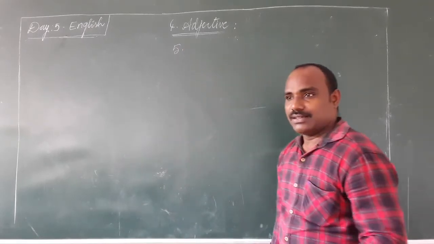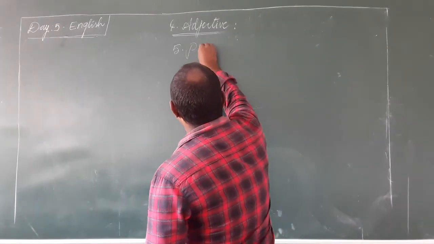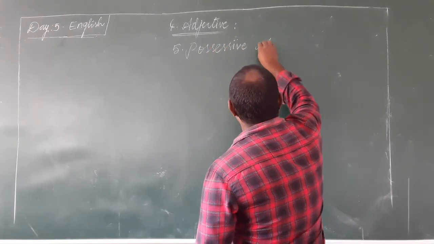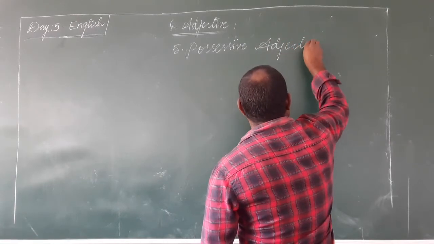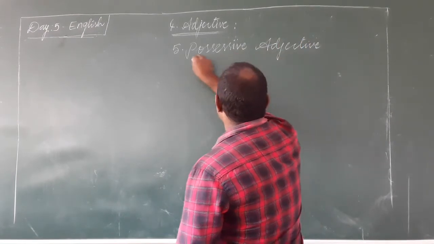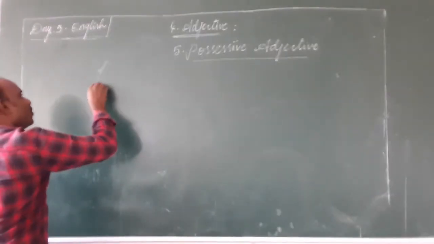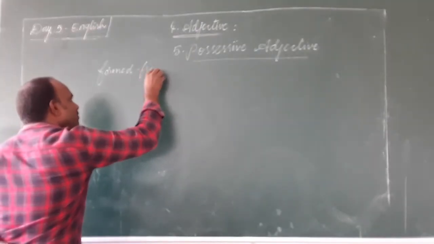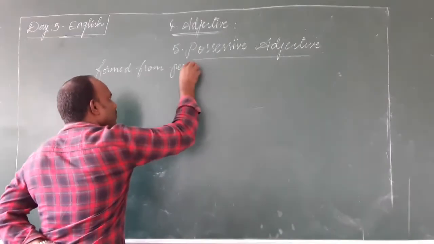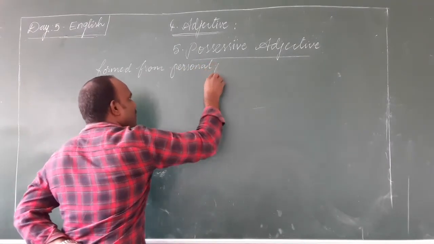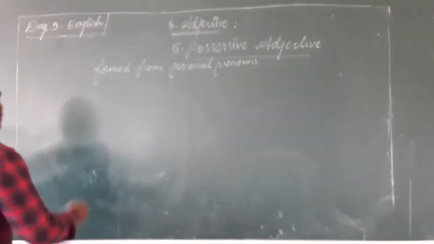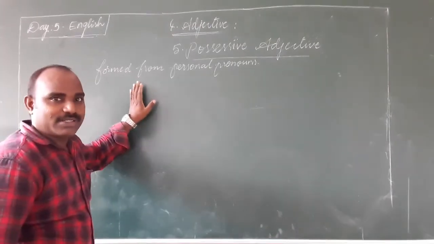Fifth one, possessive adjective. You see, possessive adjectives are formed from personal pronouns. Look at this, how they are formed from personal pronouns.